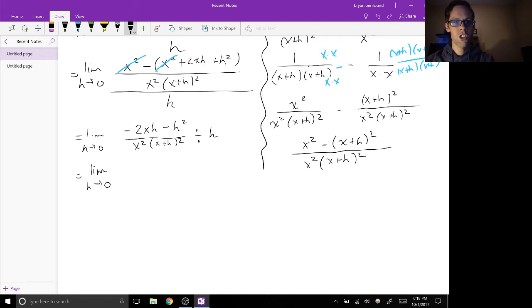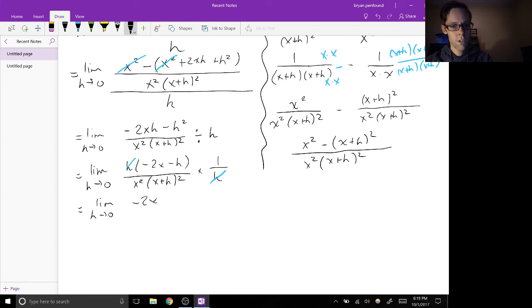We've got to factor out the h in the numerator of our first fraction. So let's factor out that h. We're going to get negative 2x minus h. And instead of writing this as divided by h, let's write it as times the reciprocal, times 1 over h. And now maybe you can see that this h and this h are going to divide out to give us 1. So we've transformed this limit into one that looks like this: negative 2x minus h divided by x squared, x plus h squared.